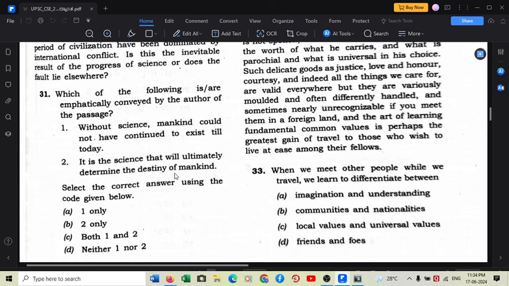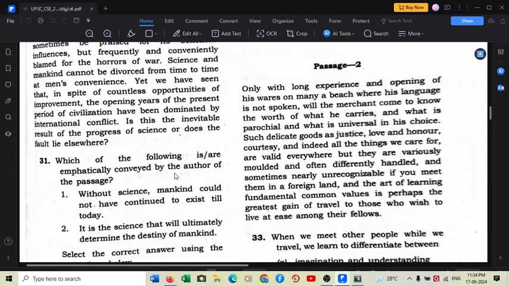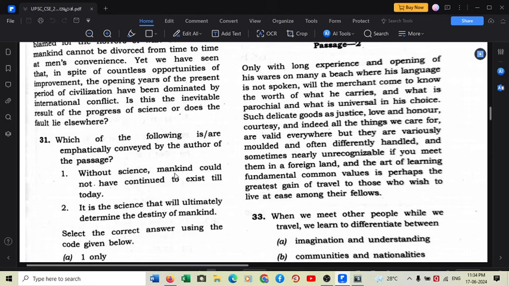All right. So moving to another passage on the same page. Only with long experience and opening of his wares on many a beach where his language is not spoken, will the merchant come to know the worth of what he carries, and what is parochial and what is universal in his choice. So parochial denotes narrowness, and universal denotes increasing breadth, a person's thought process becoming broader.